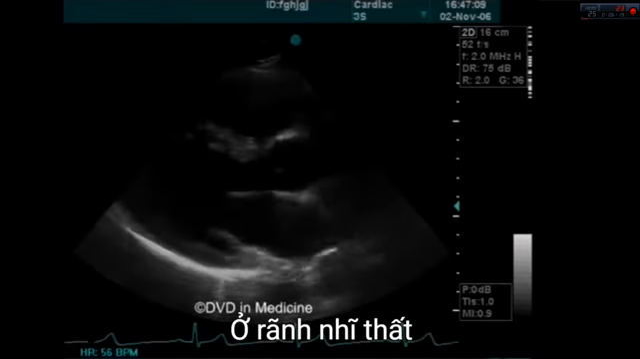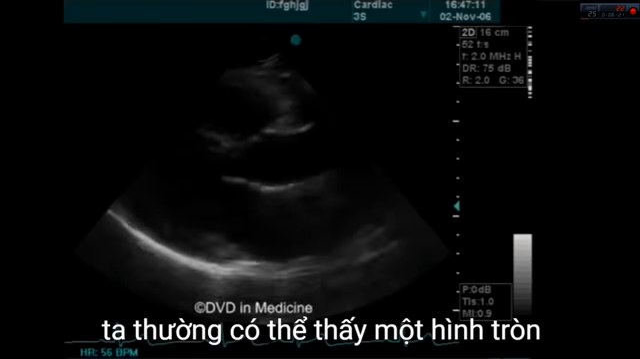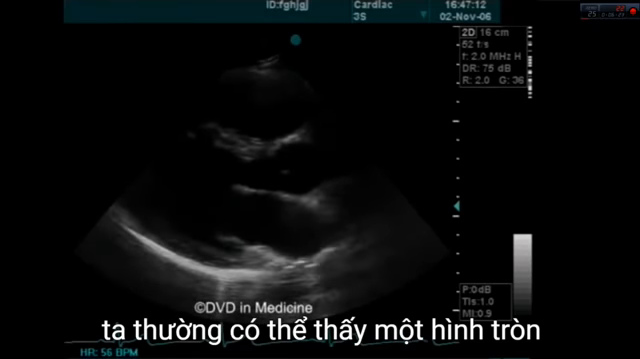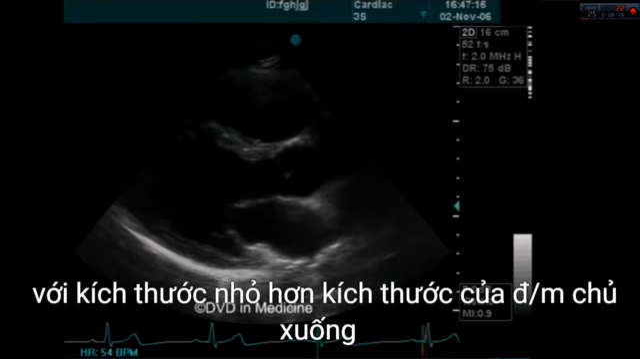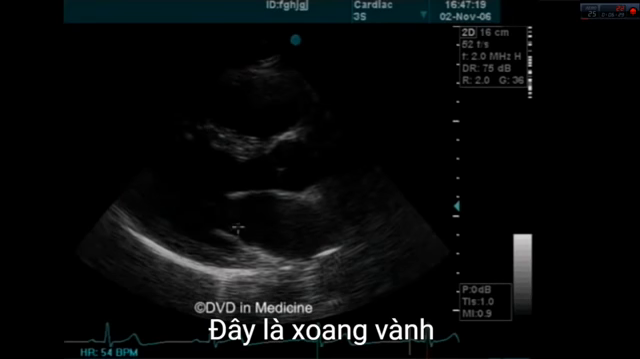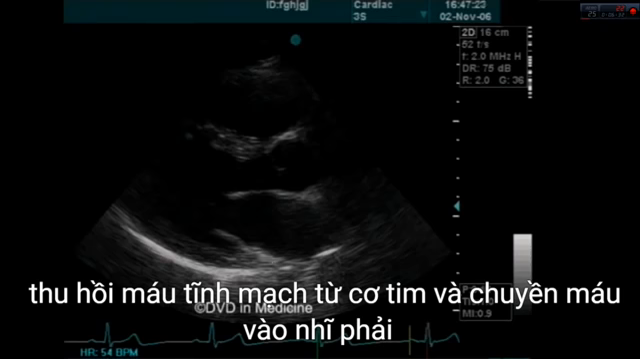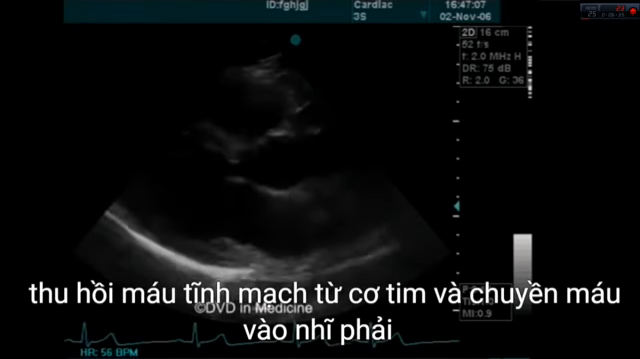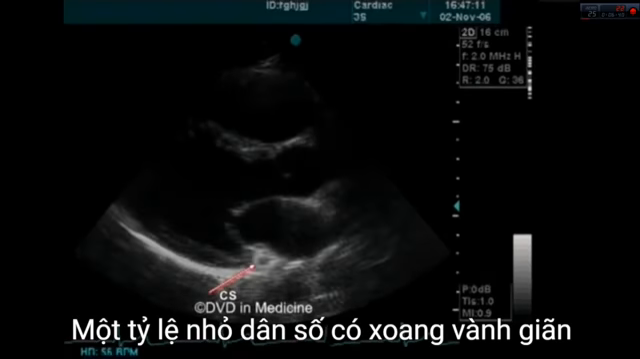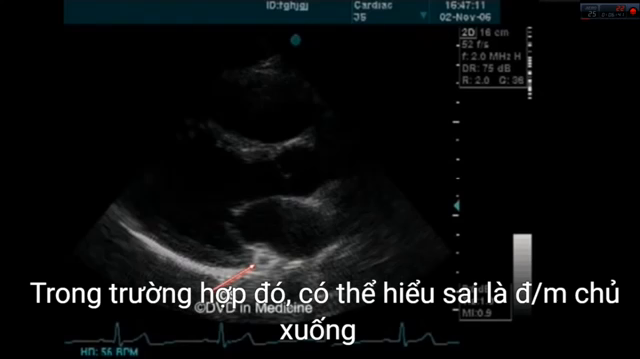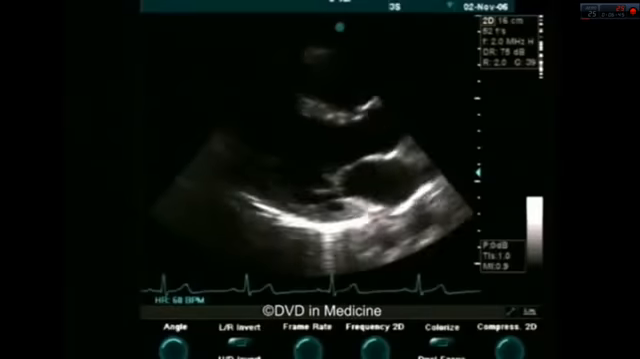In the atrioventricular groove, one can often see the round formation with a smaller diameter than the diameter of the descending aorta. This is the coronary sinus, which collects venous blood from the myocardium and transfers it into the right atrium. A small percentage of people can have dilated coronary sinus. In such cases, it could be erroneously interpreted as the descending aorta.